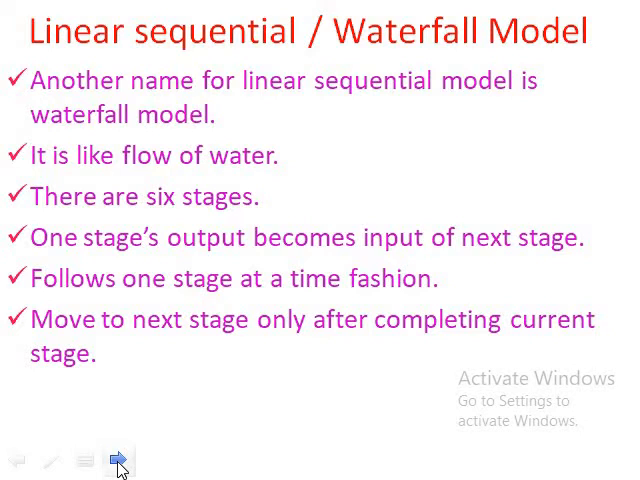It is like the flow of water. There are 6 stages in the waterfall model. One stage's output becomes the input of the next stage. It follows a one stage at a time fashion. We cannot work concurrently in all the 6 stages. Moving to the next stage happens only after completing the current stage. We cannot go to the next stage before completing the current stage.